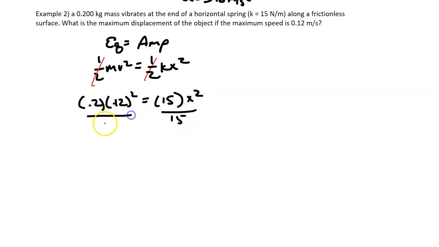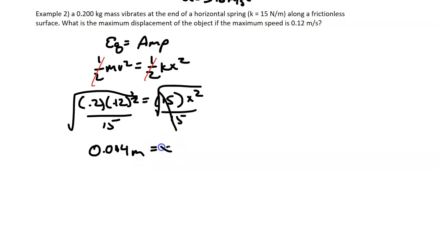Dividing both sides by 15, and then we'll square root it. Don't forget to square the 0.12 as you're calculating. You're going to wind up with 0.014 meters for x, or 1.4 centimeters for x. So this is vibrating back and forth over a very short amount of time. There's only 2.8 centimeters, 1.4 either direction, in terms of the distance as it's vibrating back and forth.